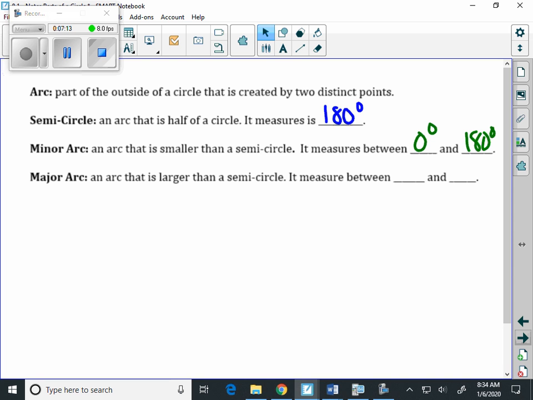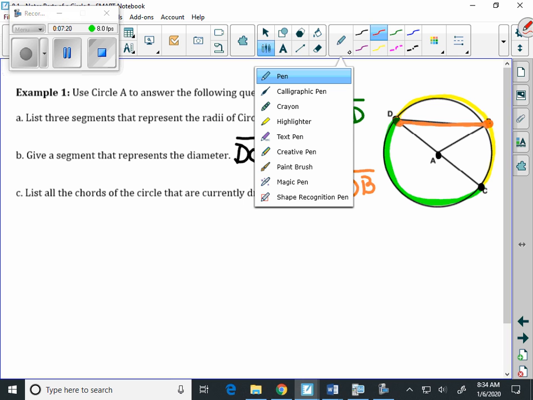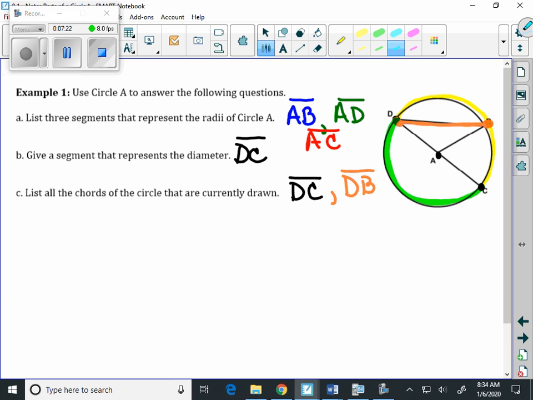So if we look at a minor arc in our previous example here, a minor arc. That just turned green, not what I wanted, but let's try it one more time. Here's a minor arc. We don't know how many degrees it is, but it is less than a semicircle. So that's a minor arc.